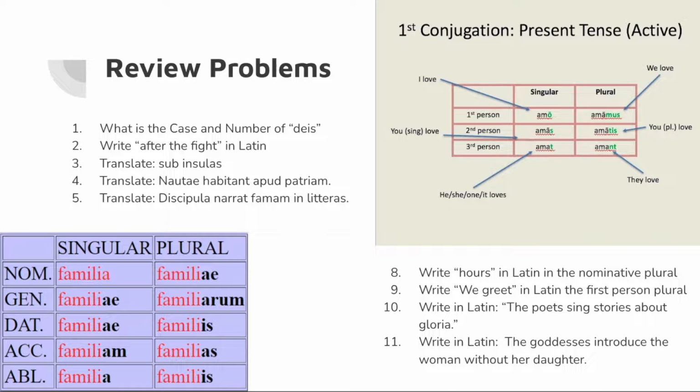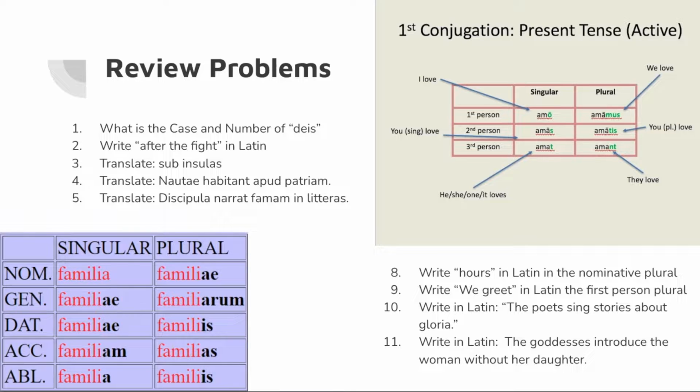So number 2, "right after the fight" in Latin. "After", as you remember, is post, and post always takes an accusative. "The fight" is pugna. How do you make pugna accusative singular? To do that, you make it end with -am. So it'd be post pugnam in Latin. So yeah, that's number 2.